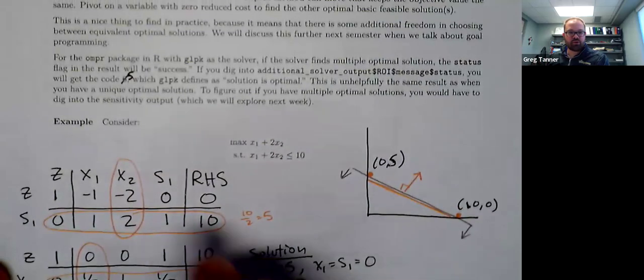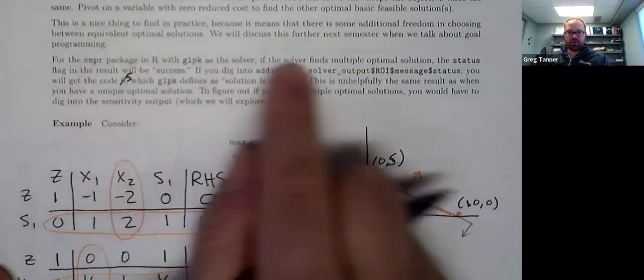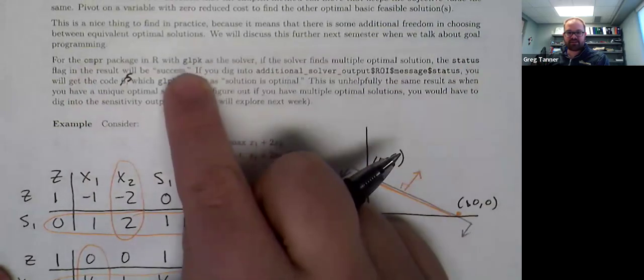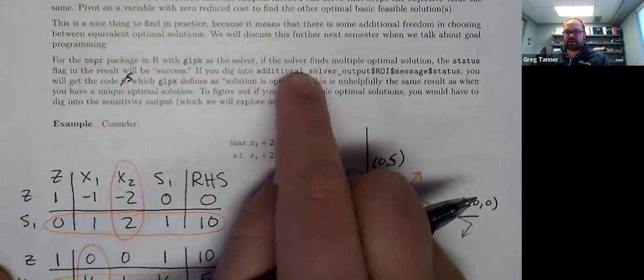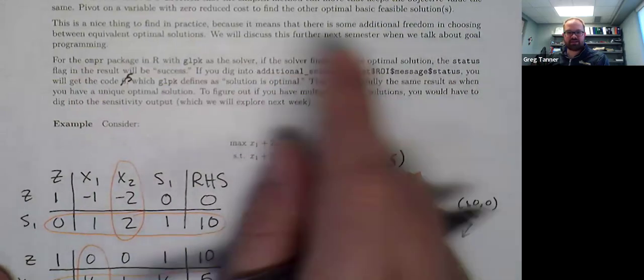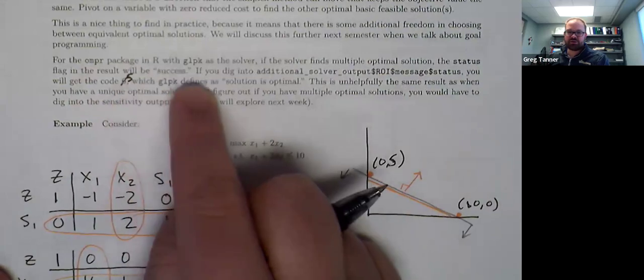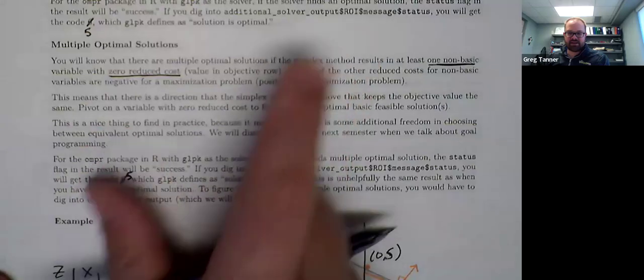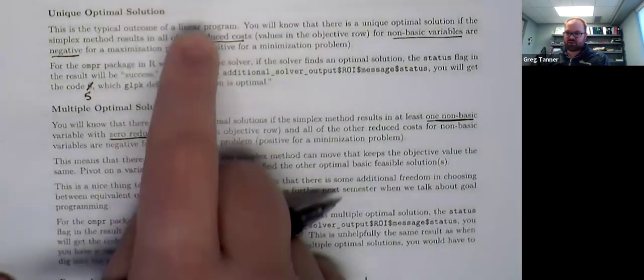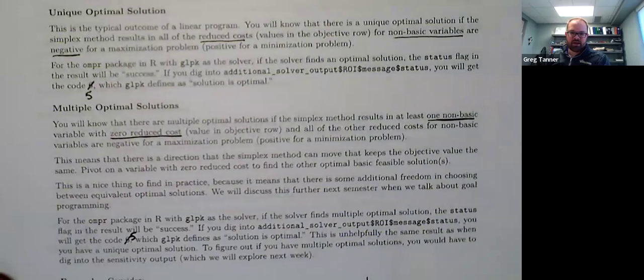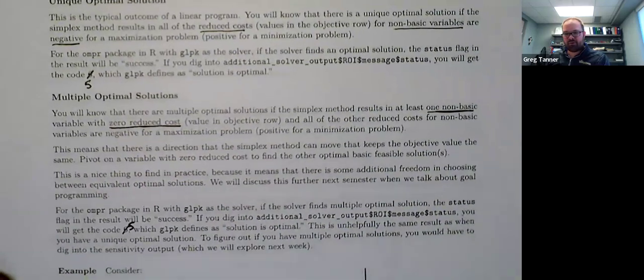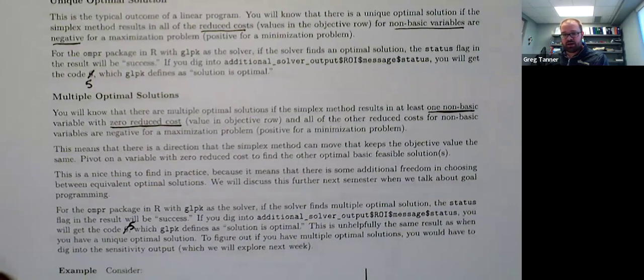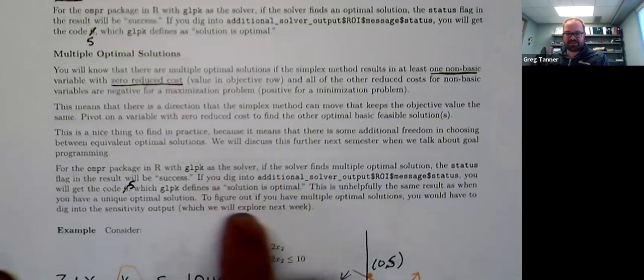Okay, if you're running OMPR, the solver will give a status of success. And if you dig into that additional solver output, you'll get a message status that is code 5, which is also solution is optimal. And so you'll notice you get the same code 5 and success, whether there is one optimal solution or multiple optimal solutions. So in that sense, OMPR is kind of unhelpful at letting you know whether there's one optimal solution or more than one optimal solution. But I will say there is a way to know the difference, and we'll discuss that when we dive into sensitivity.